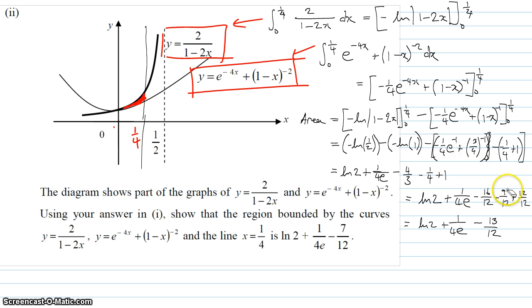Okay, that's a bit silly of me. It wasn't minus 9 over 12. Silly. Because this is only a quarter, this is minus 3 over 12. So this is minus 16, minus 3 is minus 19, plus 12 is minus 7 over 12. And that is what we wanted to show, so we write a QED, and we're all happy.